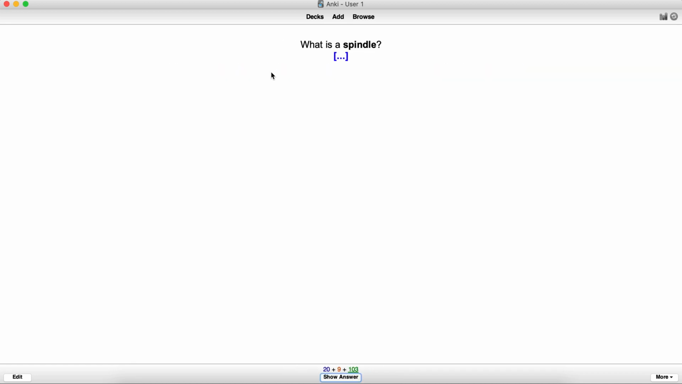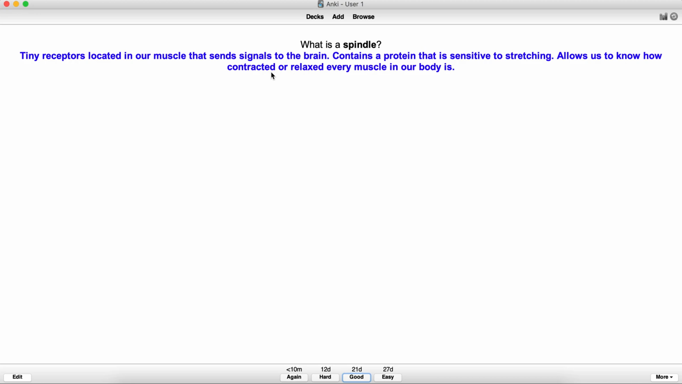What is a spindle? These are proteins located in muscles that are sensitive to stretching. So it allows us to have an idea of how stretched our muscles are, which is basically proprioception. Receptors looking at muscles.